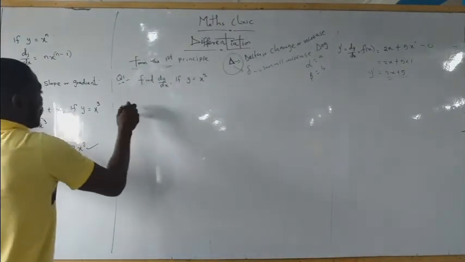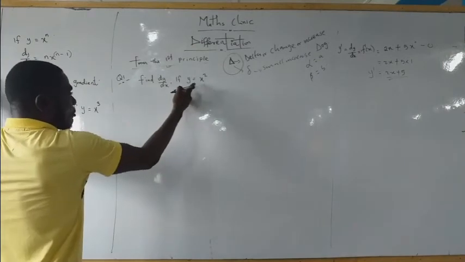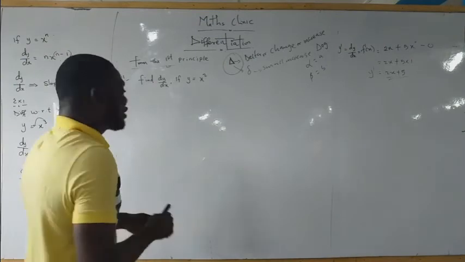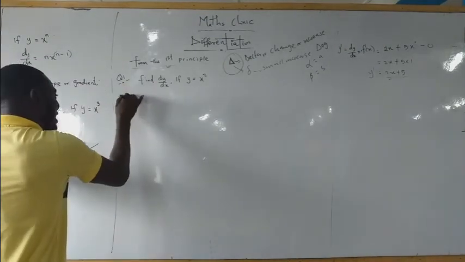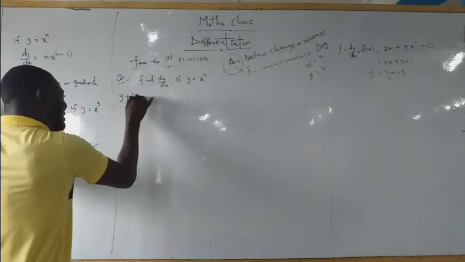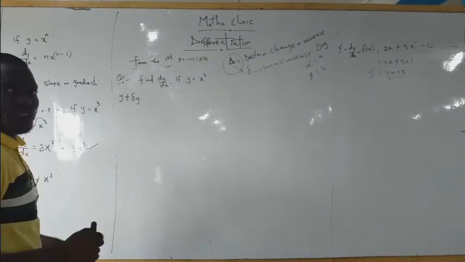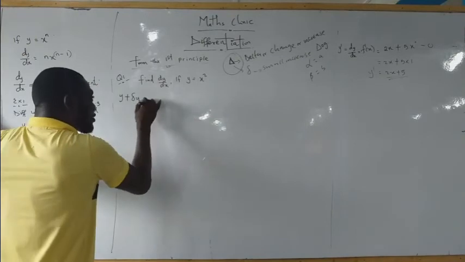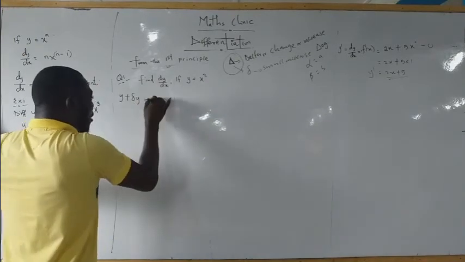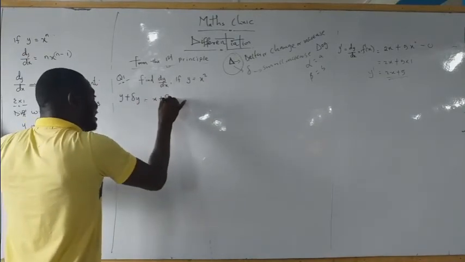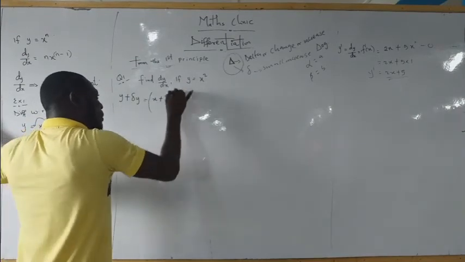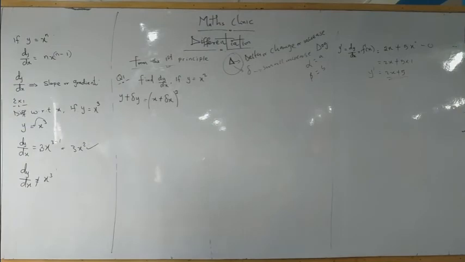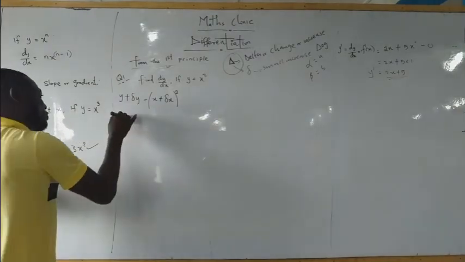Find this from the first principle. Say let there be increase in y by changing y, and increase in x by changing x. So this will be y plus delta y, that's the increase, and also x plus delta x, all raised to the power of 2. So this will become y plus changing y equals, expand this.